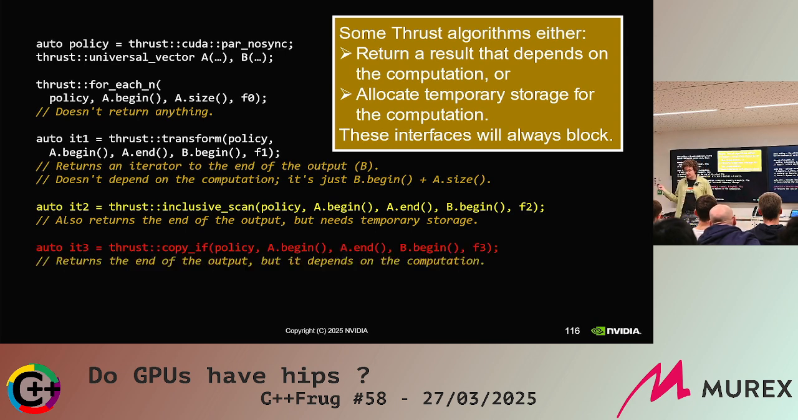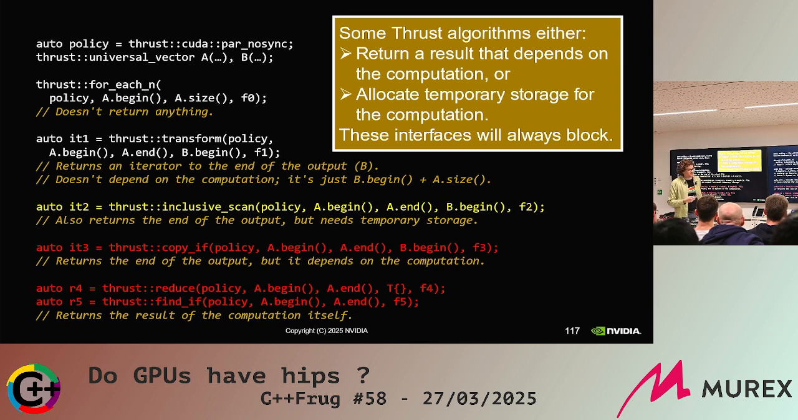More problematic are algorithms like copy_if that return an iterator to the end of the output. In the case of copy_if, that iterator depends on how many elements pass the predicate, and we won't know that until the computation is complete. And these kinds of algorithms are implemented in terms of a scan, so they also need temporary storage. We can solve that problem, but we can't solve the problem that the thing this returns, we have to wait for the computation to complete before we return it. So Thrust has to block before returning from these algorithms, even with the par_nosync policy.